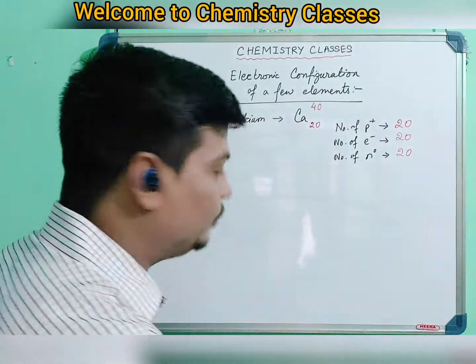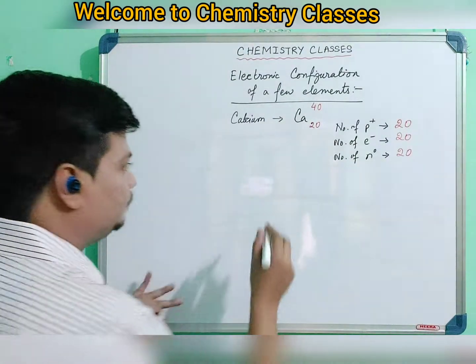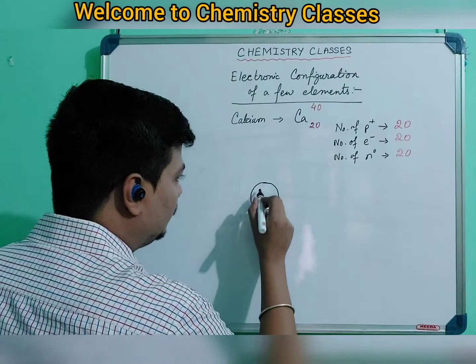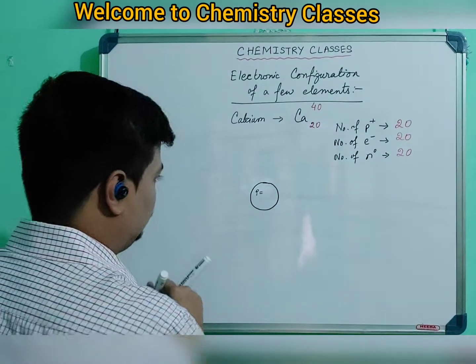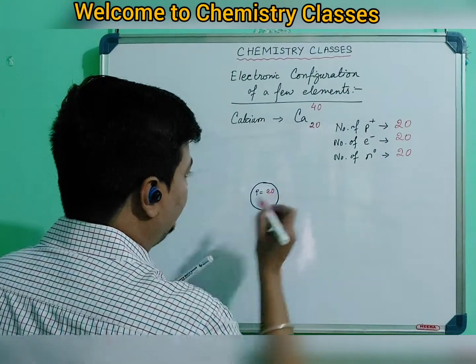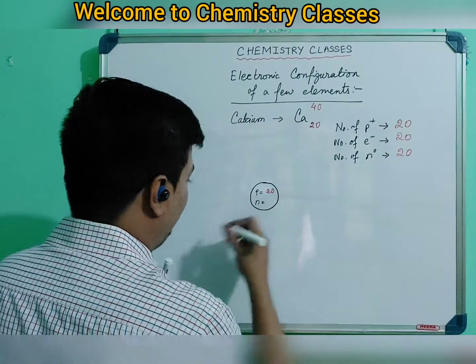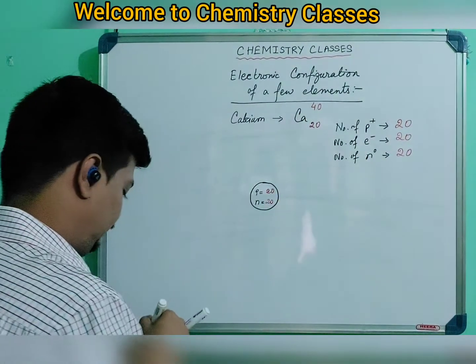Now what I'm going to do is draw the orbital structure of calcium. I'm trying to draw it as big as possible. So here P will be 20, N will be 20.